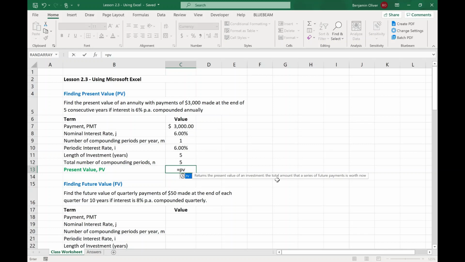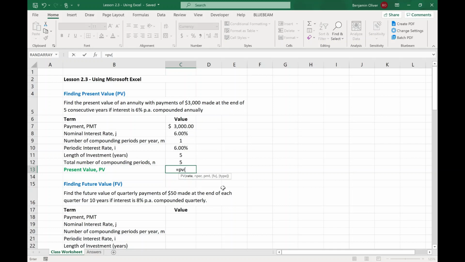and it says it returns the present value of an investment, the total amount that a series of future payments is worth now. That's just describing what the present value is. So we start with our left bracket, and remember in your Excel class, what it does is it tells you what each of these are, okay?